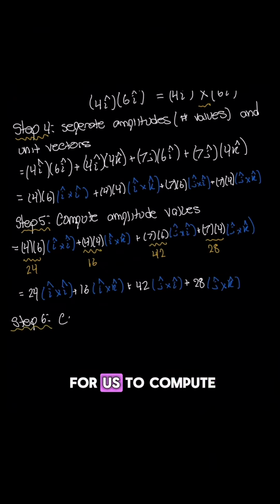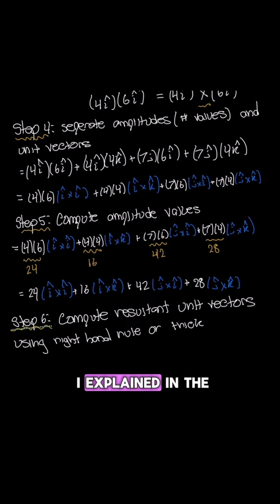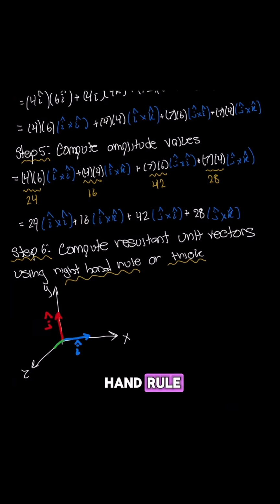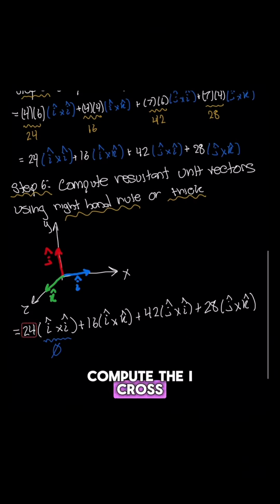So there's two ways for us to compute these resulting unit vectors. We can use the right-hand rule or the trick that I explained in the last video. But below, I'm just going to leave a diagram to help us use the right-hand rule. So we should start by writing down our expression that we have. And we can first compute that i cross i is equal to 0.